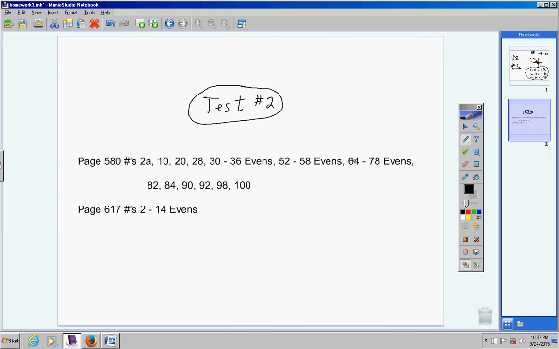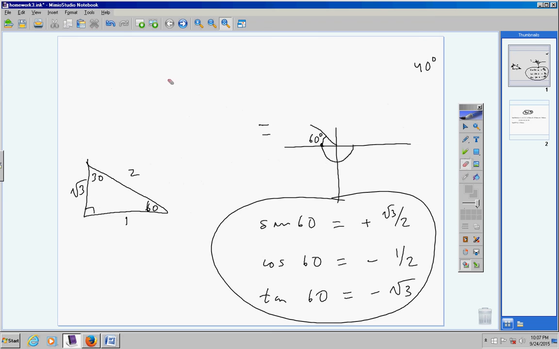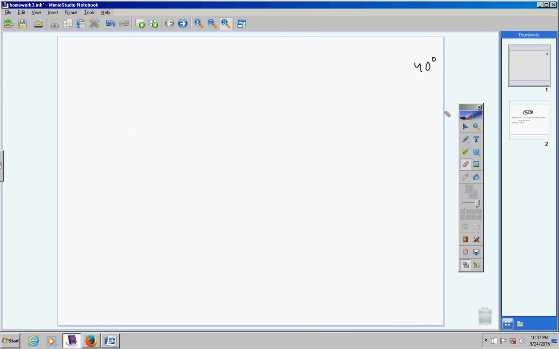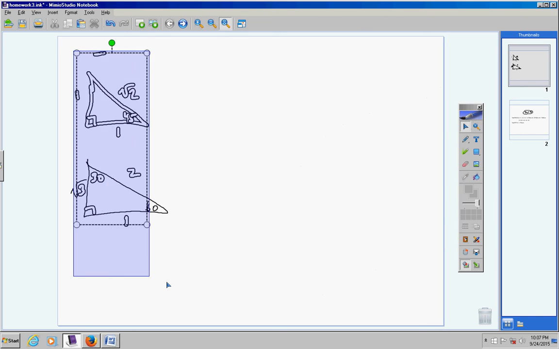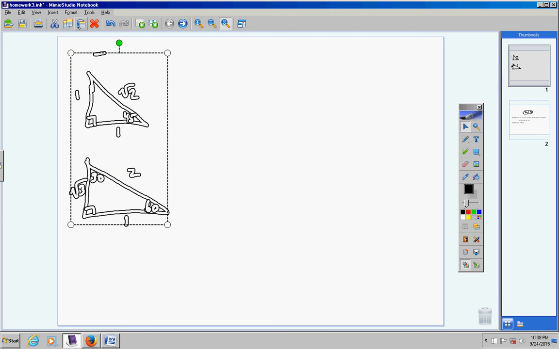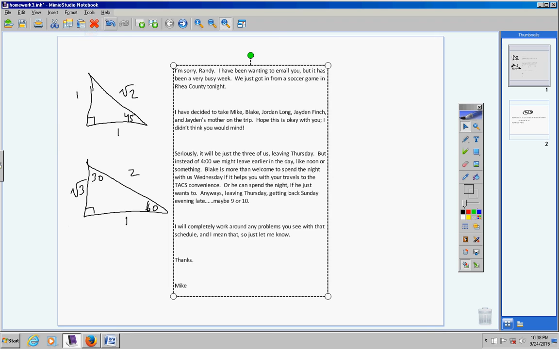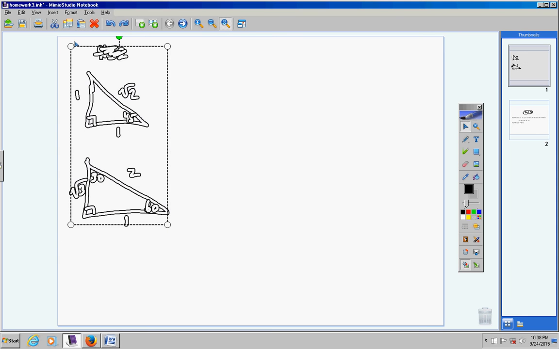Alright, moving on to numbers 64 through 78, the evens. And so, here we go. And actually, I have a feeling we might need those triangles again. I'm not sure. But just in case, I'm going to save those. Or at least I'm going to try to.